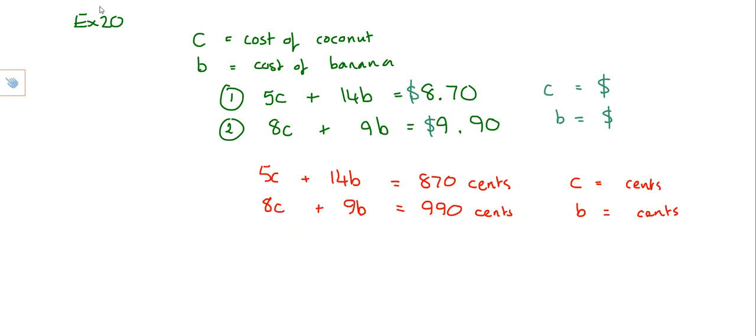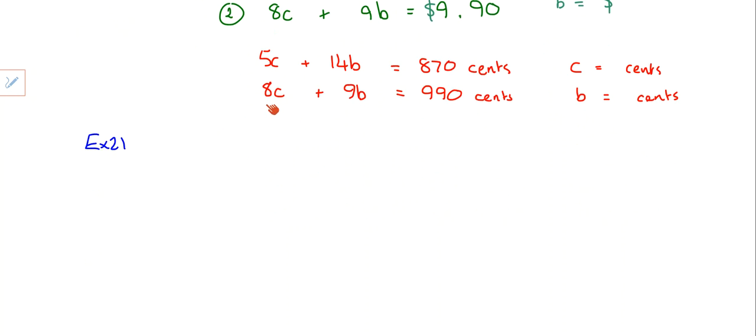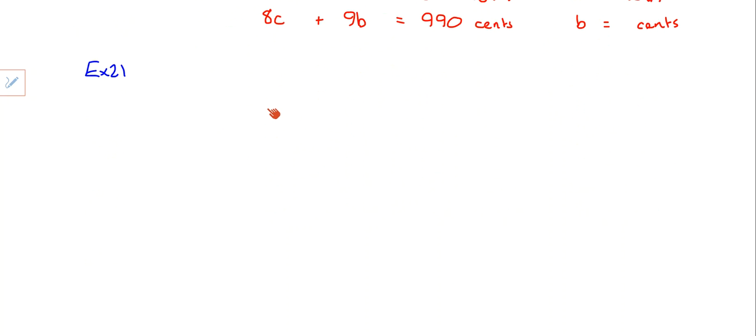The next one, example 21. Okay, let's go through it. So it says, in my pocket, I have only 5 cents and 10-cent coins. How many of each type of coin do I have if I have 24 coins altogether and their total value is 155? So they start asking you questions in a little bit more different way.